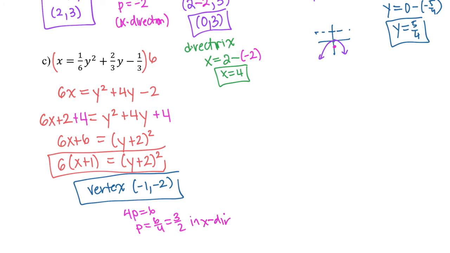Okay, so for my focus, my vertex is going to change in the x direction, so in the x direction, it's going to go up 3/2, but the y value is not going to change. Negative 2 over 2 plus 3 over 2, positive 1 over 2.